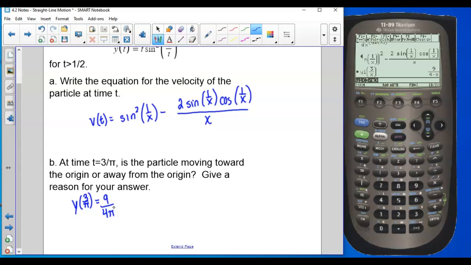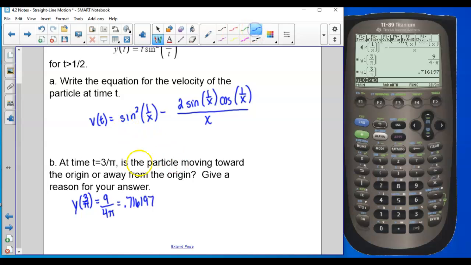Okay, so that is my answer for where the particle is at. This is on the y-axis. If you want a decimal for that, you've got 0.716197. So we're at a positive position. And so in order for this particle to be going away from the origin, it would need to be moving up. If it was going towards the origin, it would need to be moving down. That would not be the case if this was negative, so you need to know this.